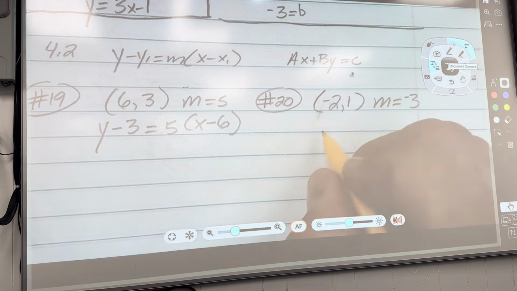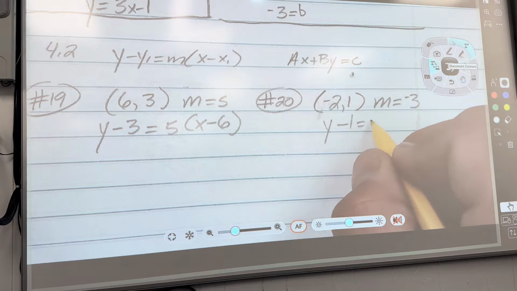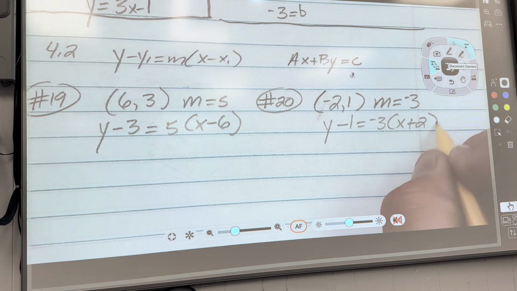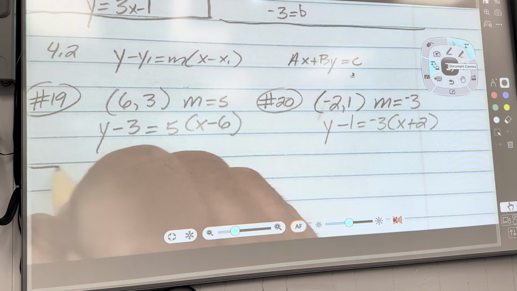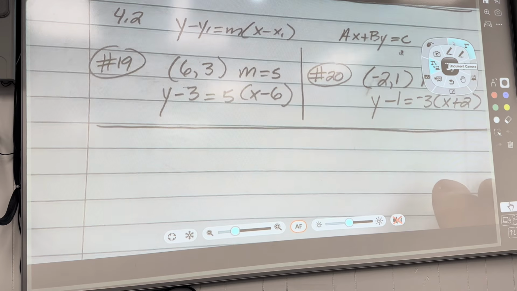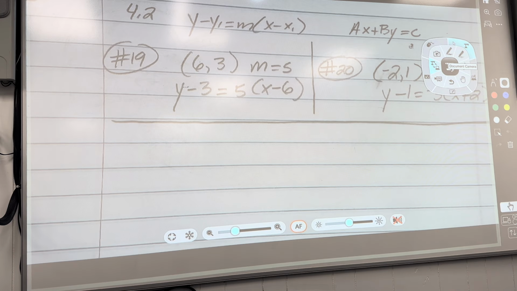It's going to be y minus 1. The slope stays the same. It's going to be x plus 2. Okay, I got a pretty good feeling we know what we're doing there. Any questions on point-slope form? Let's go to standard form. I spent an extra day on standard form. Let's take a look at number 22.